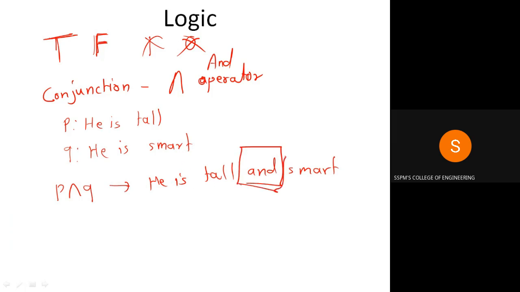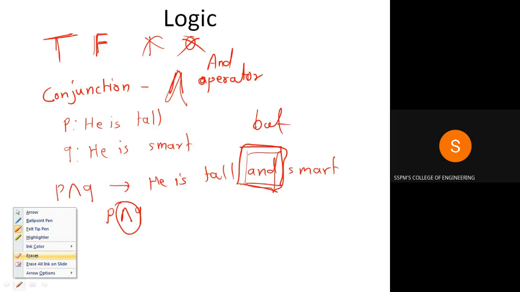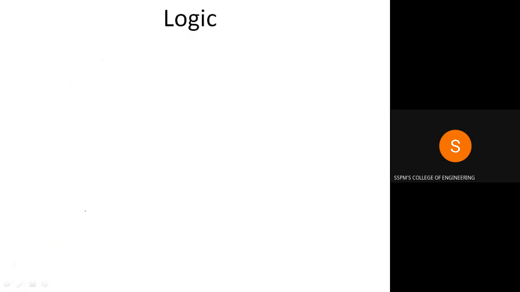If you see any AND, or sometimes BUT is also used, such statements are called conjunction statements. They are indicated by this operator, P and Q. Remember this operator, P and Q. This operator is used to indicate the conjunction. Now we will see conjunction again.